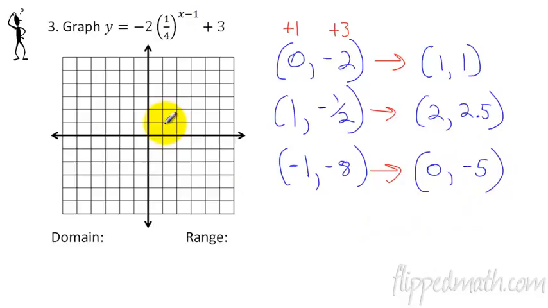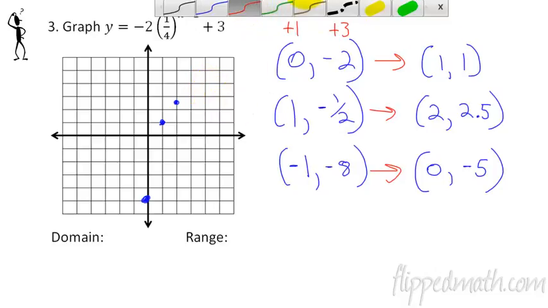Plot those points. 1, 1, 1, 2.5. And lastly, 0, -5. 0, 1, 2, 3, 4, 5. Okay, so this looks like it's growing. How is this exponential decay?